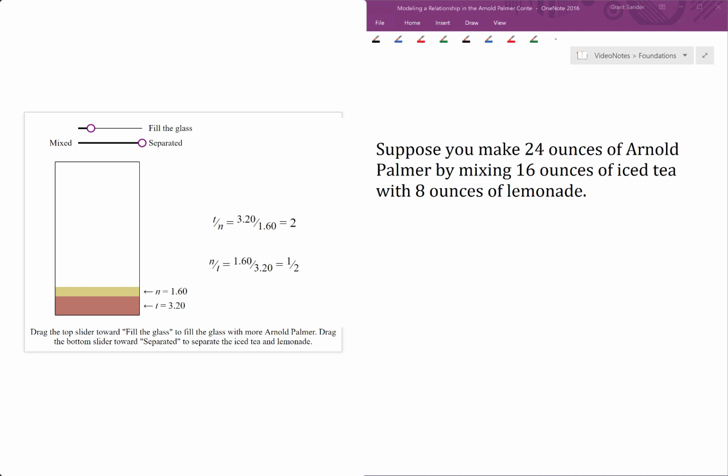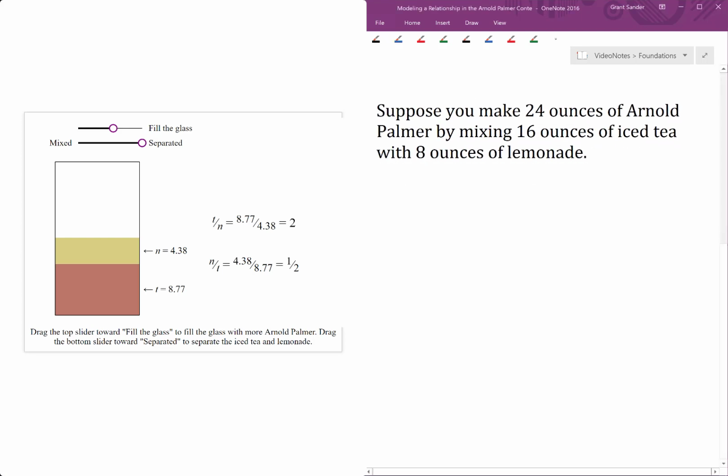Now, let's think a little bit about how we could write formulas to represent this relationship. So, on the left over here, I have the same applet again, where I can vary the amount of Arnold Palmer in the glass, and T is representing the number of ounces of iced tea in the glass, and N represents the number of ounces of lemonade in the glass. And over here in the applet, we have the ratio of T to N and the ratio of N to T. So as I vary the amount of Arnold Palmer in the glass, the ratios of those two quantities are going to be shown here. What we're going to notice is the ratio of T to N is constantly equal to 2.